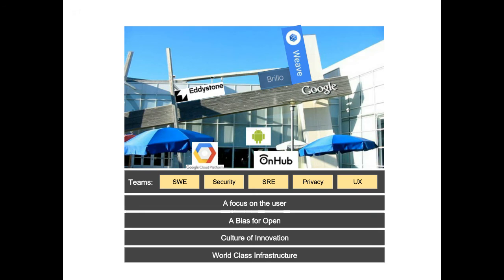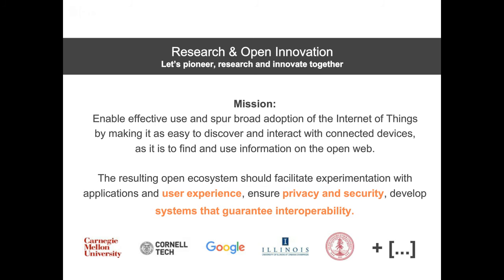So Google, in our opinion, is uniquely positioned to take advantage of the IoT opportunity out there. We have software engineering, security, site reliability engineering. We have folks who work in privacy and in the UX realm. And our focus is on the user. We have a bias for open, culture of innovation, and world-class infrastructure. And I think all of this is a wonderful foundation for us to be successful.